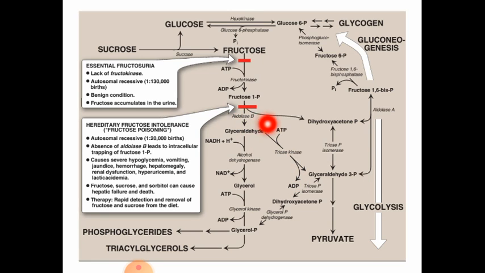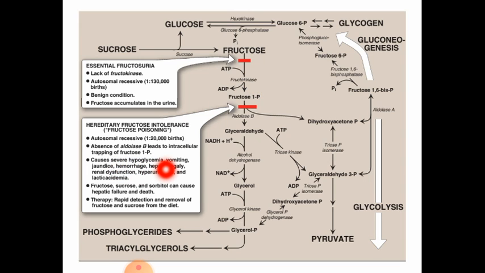When there is a deficiency of aldolase B, the condition is called hereditary fructose intolerance. It is autosomal recessive, 1 in 20,000 births. It is due to the deficiency of aldolase B, leading to intracellular trapping of fructose 1-phosphate, which is not getting converted into glyceraldehyde. So fructose 1-phosphate accumulates, which in turn inhibits the action of fructokinase.